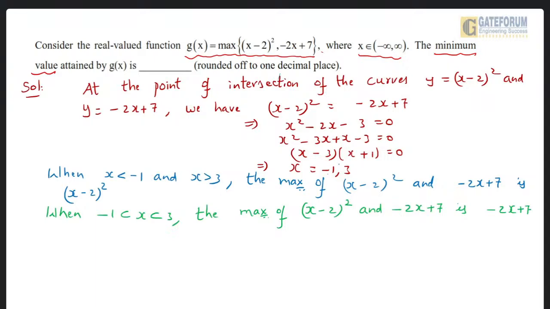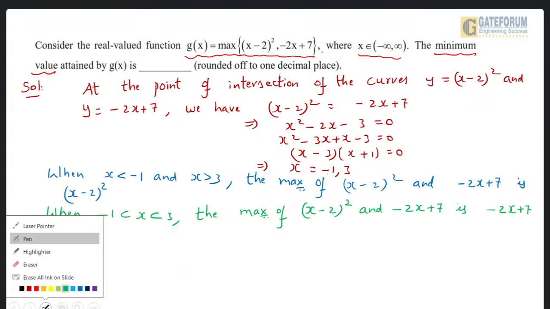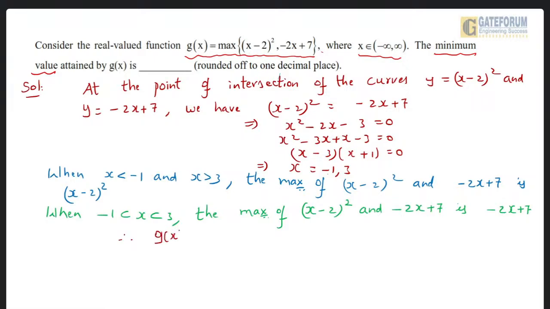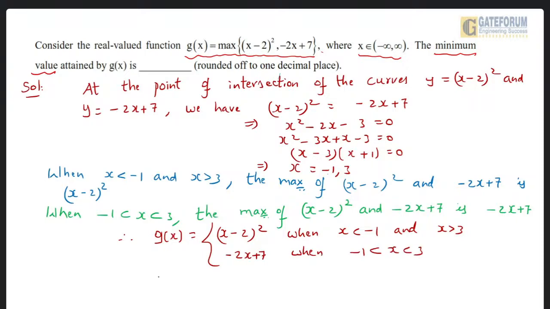What about when x is equal to minus 1 and x is equal to 3? When I put x equal to minus 1, this is 9 and this is 9. Both are the same. When I put x equal to 3, (3 minus 2) whole square is 1, minus 2 into 3 plus 7, 7 minus 6, 1. So both are the same. Now finally, g of x is equal to the maximum of the two functions: in the intervals x less than minus 1 and x greater than 3, it is (x minus 2) whole square, and the other one is minus 2x plus 7 when x lies between minus 1 and 3. You know how to find g dash x.